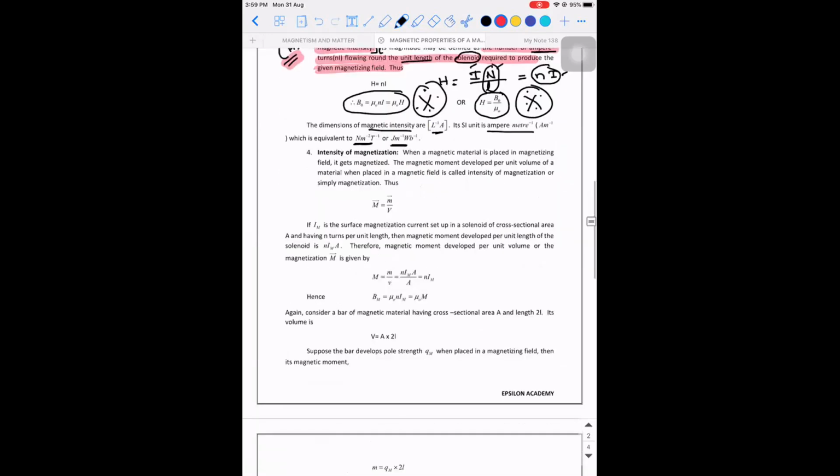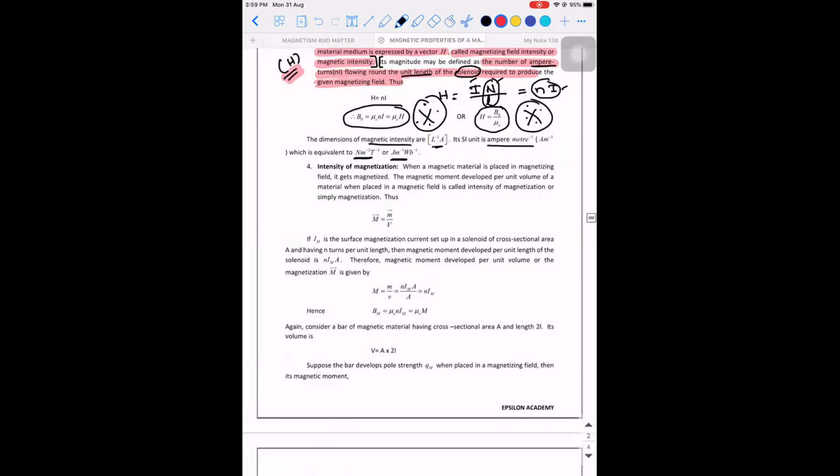Yes, sir. Okay. So the fourth one is called the intensity of magnetization. Intensity of magnetization is represented by the symbol capital M. So this I've told you, and this is a very, very important one. This is the output that is getting generated. Intensity of magnetization means the extent to which a material has got magnetized. So when a magnetic material is placed in a magnetizing field, it gets magnetized. This is a known fact. The magnetic moment developed per unit volume of a material when placed in a magnetic field is called the intensity of magnetization, or you can simply call it magnetization.